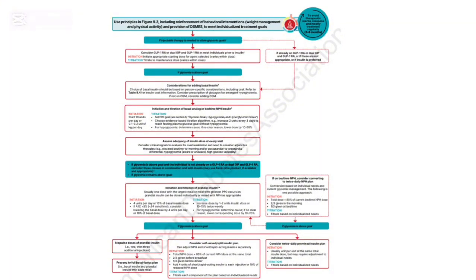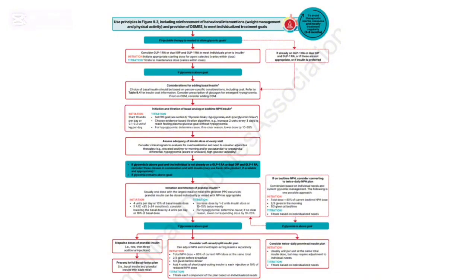Before initiating insulin, the diagram recommends considering a GLP-1 receptor agonist, or dual GIP-GLP-1 receptor agonist, in most individuals. These agents are preferred because they effectively lower HbA1c, promote weight loss, and have lower risk of hypoglycemia compared with insulin therapy. Common examples include semaglutide, dulaglutide, and tirzepatide. The chart notes that appropriate initiation and gradual titration are important to improve tolerability, especially regarding gastrointestinal side effects.